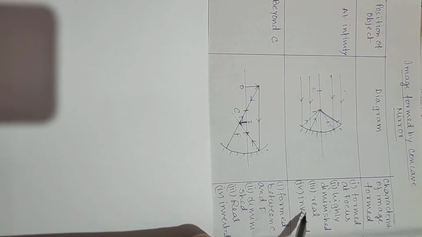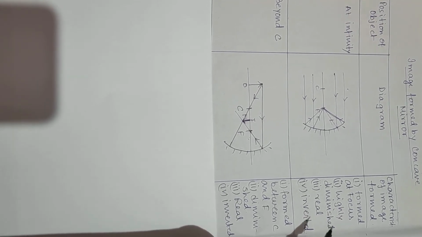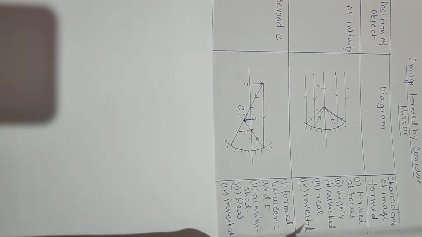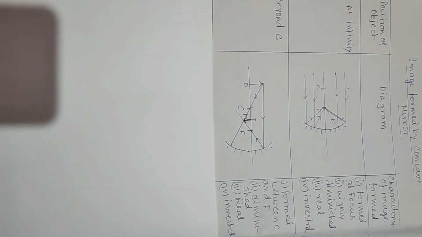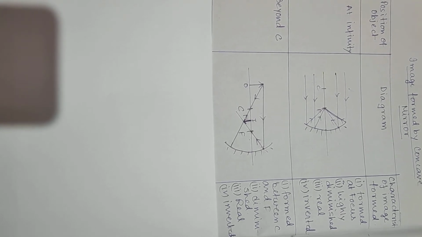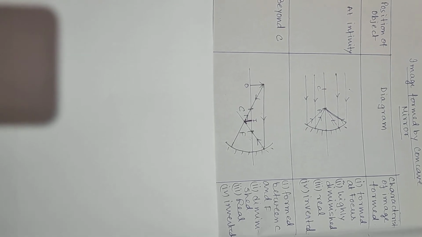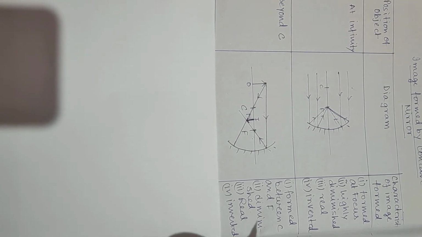So these are the 4 points you need to write when you are given to state the characteristics of the image. First, you must write where is the image formed. Second, you must write the size of the image. Third, you must write the image is real or virtual, and fourth, you must write it is inverted or straight.